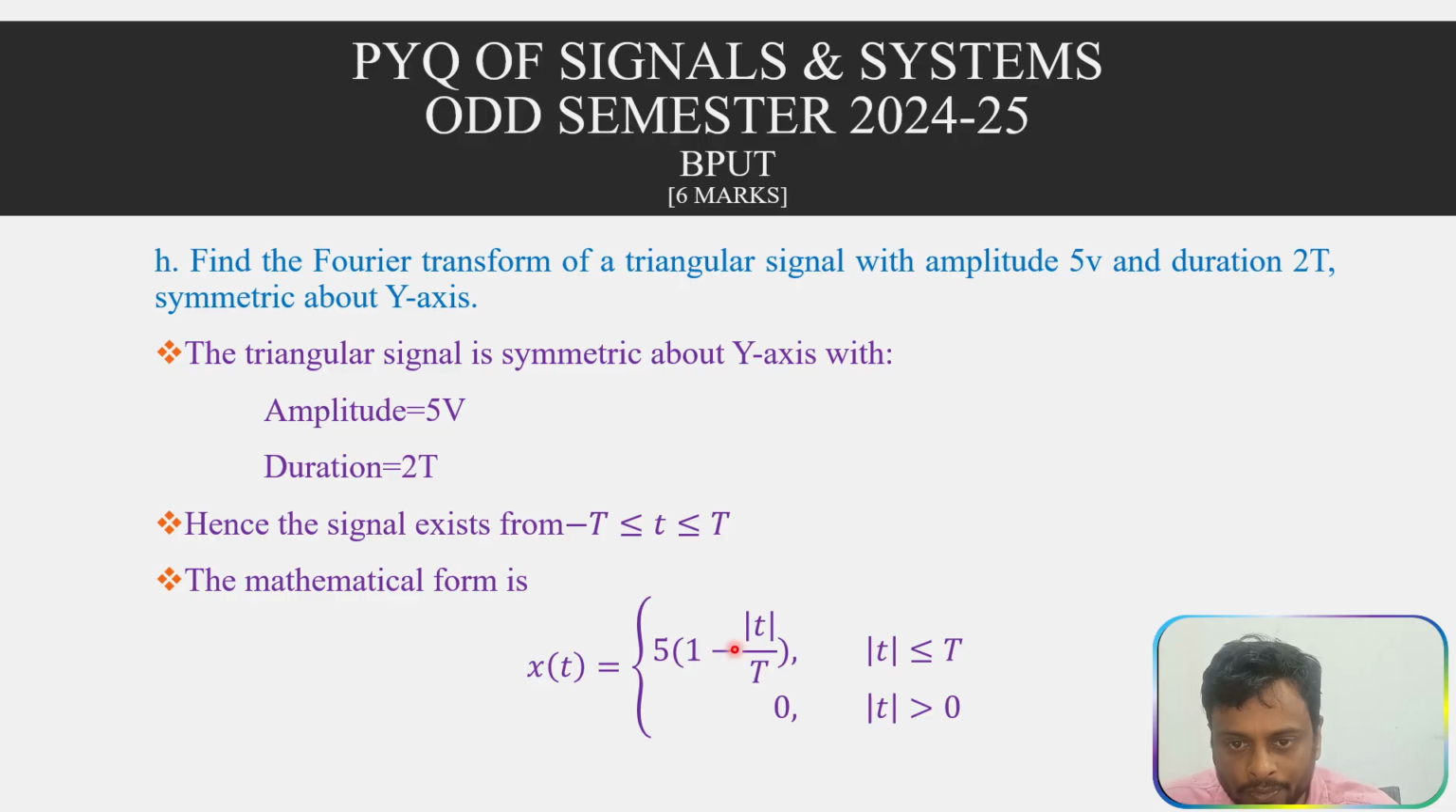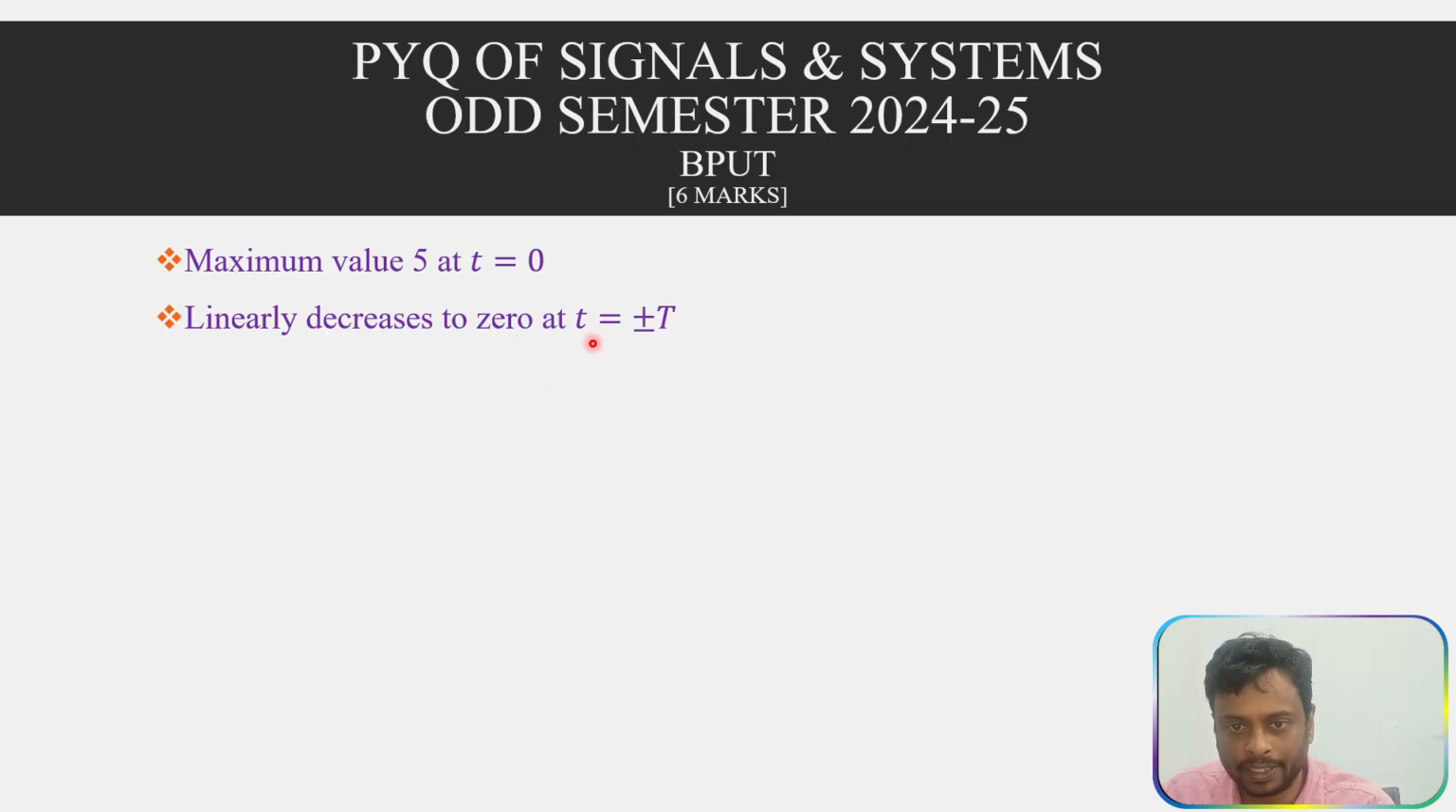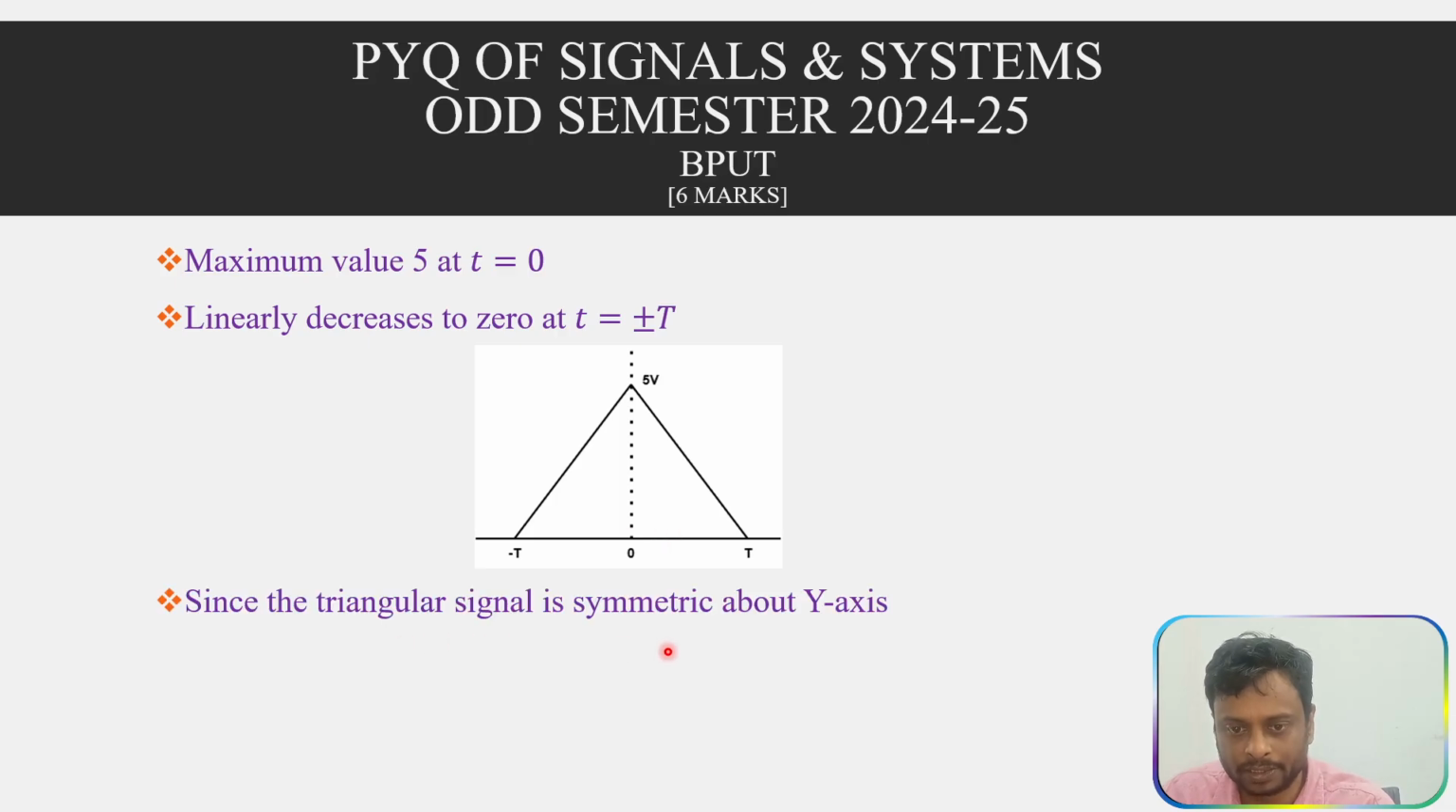So in mathematical form, this is the triangular signal, we can have 5 into 1 minus t by capital T. This is the mathematical expression for the triangular wave. Okay. So now it is maximum at t equal to 0. Okay. So it decreases to 0 at t equal to plus minus T. So this is the triangular wave that is given. Okay. So let us put, this is symmetric about the y-axis. You can see it is symmetric about the y-axis. So x of t equal to x of minus t. Okay. So it is an even signal. You can see this is an even signal.